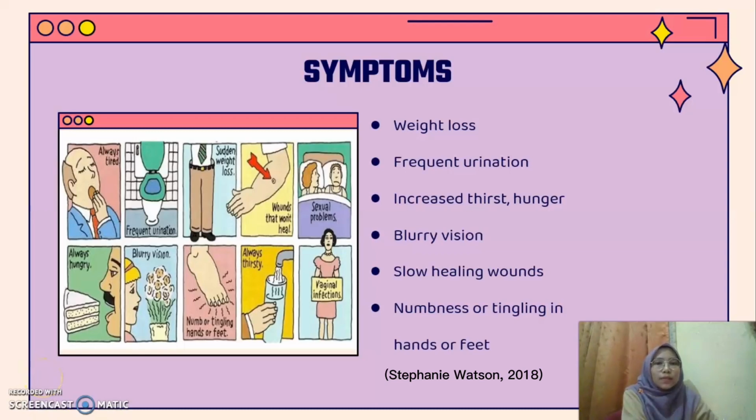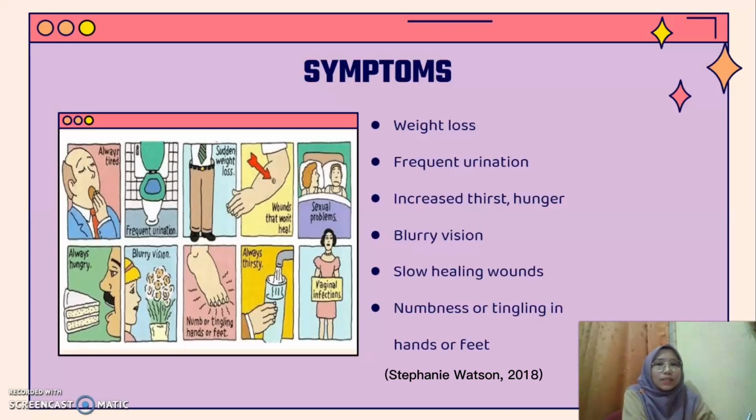So here are some of the symptoms of diabetes. The first one is weight loss. Even though you might eat and drink a lot, you may still lose weight because you absorb the sugars you are eating, and your body may be breaking down fat for energy.